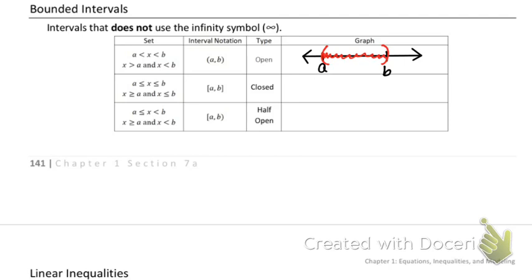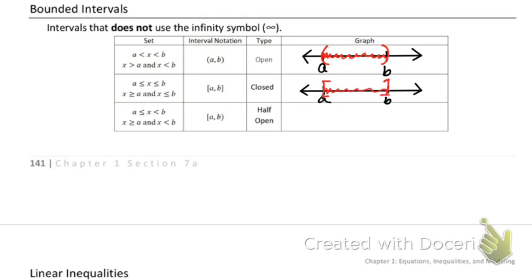Our next one's almost identical. X is still between a and b. However, this time we have equal signs. So rather than using parentheses, we are going to use brackets. So we can set up the same situation where we have a and b. However, this time I'm going to use brackets, which makes it a closed system.